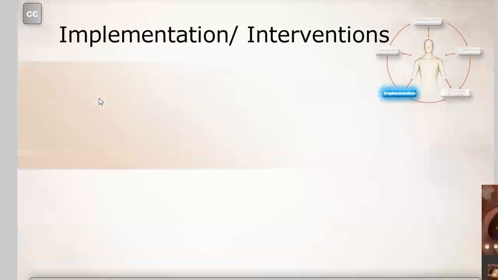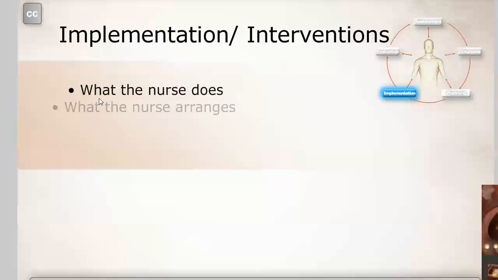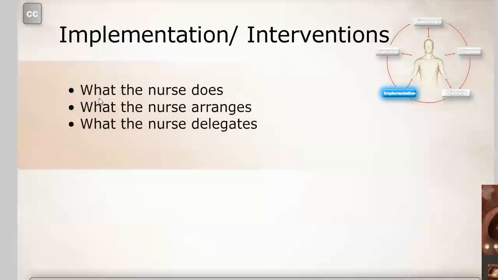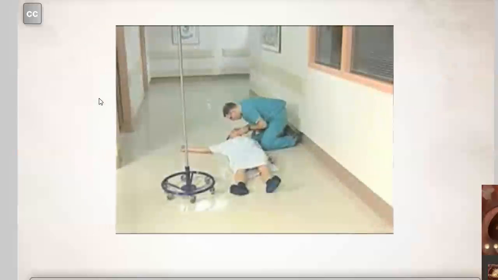The next step of the nursing process is implementation, also called nursing interventions or nursing actions. Interventions are all the things the nurse does, arranges for, delegates, and so on to reach the goal. Watch the video and list all of the interventions that healthcare team members do to help the patient reach this goal. The patient will have a strong pulse after emergency intervention. You may have to watch the video several times to identify all of them.